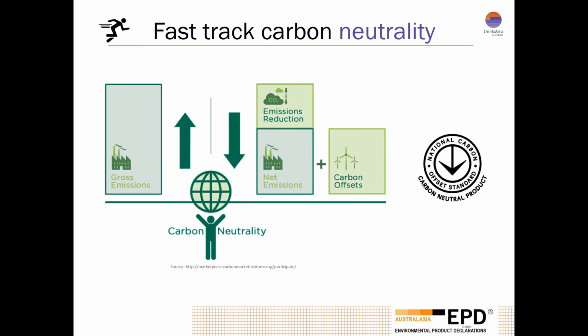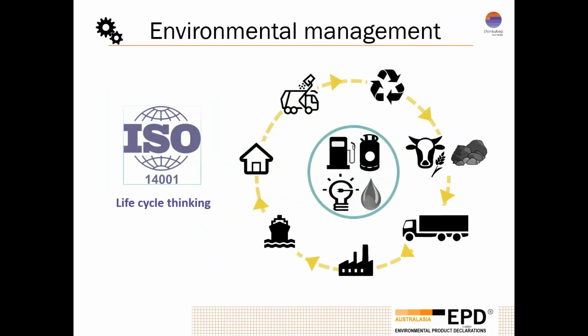For example, under the National Carbon Offset Standard in Australia, EPDs produced under the Australasian EPD Programme are explicitly recognised, and you can use the carbon calculation you've already done as part of the EPD to calculate the size of the offsets you need to purchase, and then create a carbon neutral product through that system. You can then badge the product and use that in your marketing as well. The fifth reason for producing an EPD is to support environmental management systems.